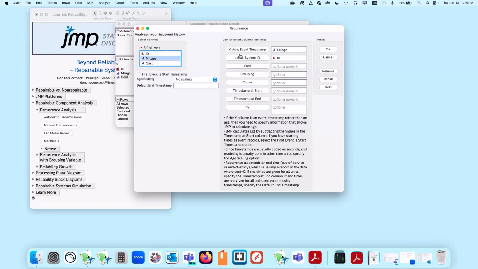Definitely need my time to event. Now, if we look down here, the cost column says optional numeric. Read through the documentation. You really need that cost column in there. You need to indicate at least when that particular item went out of service. In most cases, I could not come up with a case where you wouldn't use a cost column. So you need to put a cost column in there, even though it says optional.